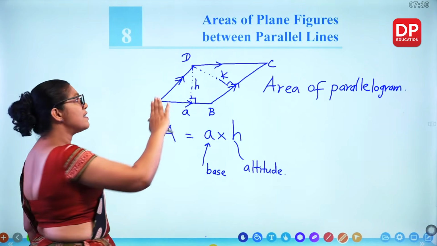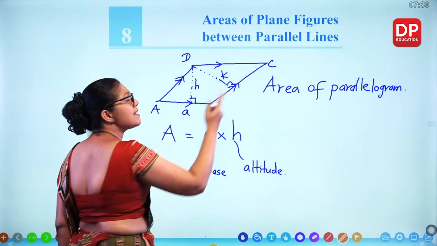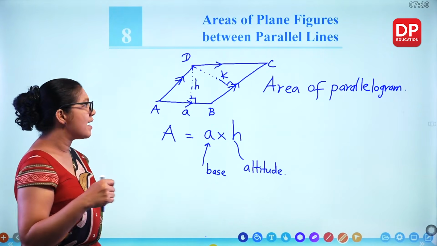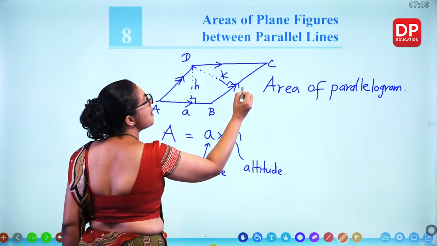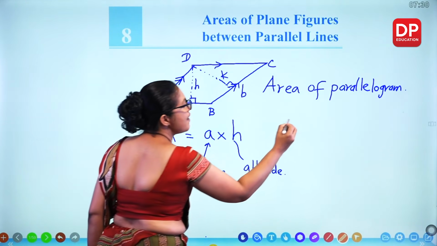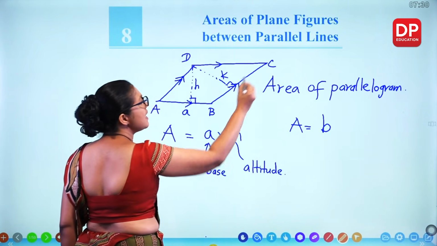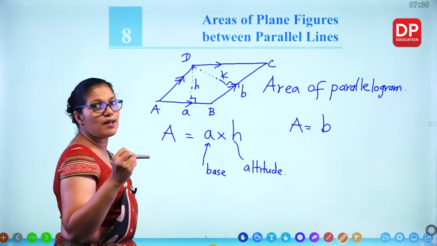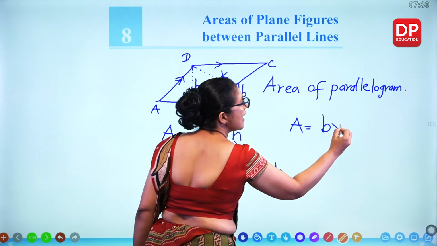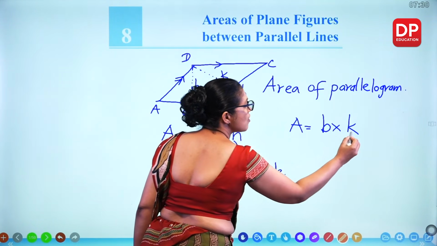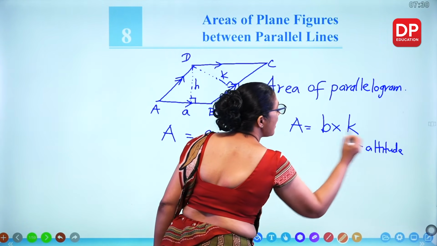Now if I want the same area from this side, if I take this one as the base, how can I write down the area? If this base BC is B, what's the area of the parallelogram? Base is B times, what's the perpendicular height to that base? This is K. So this is also altitude and this is the base.